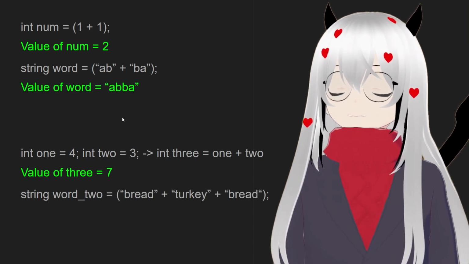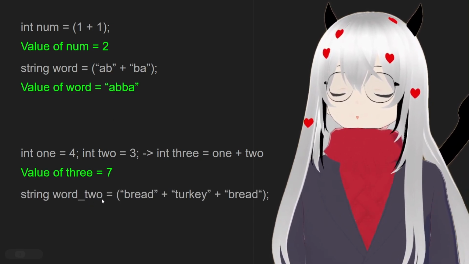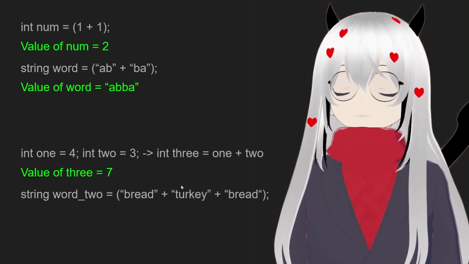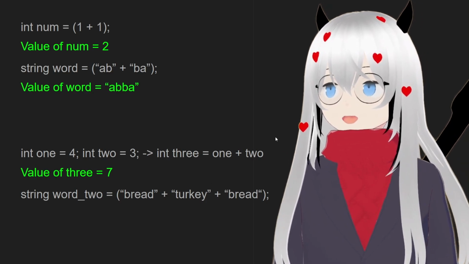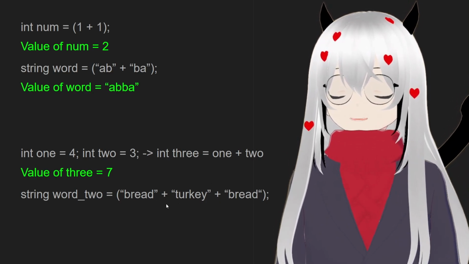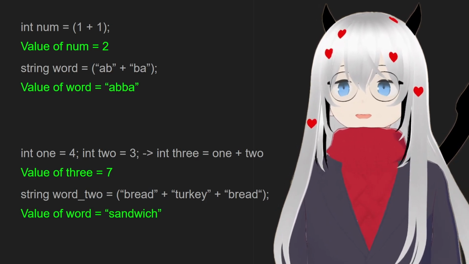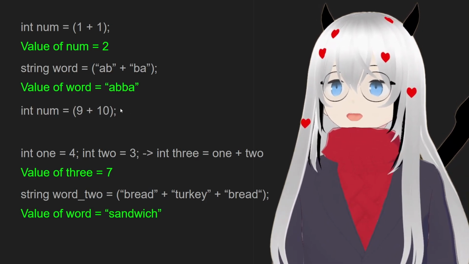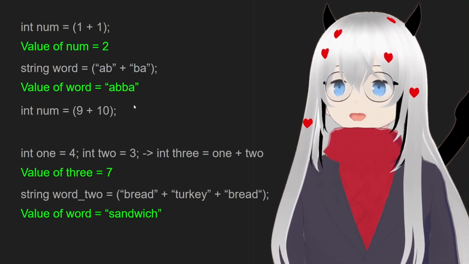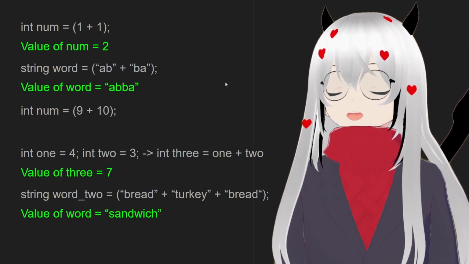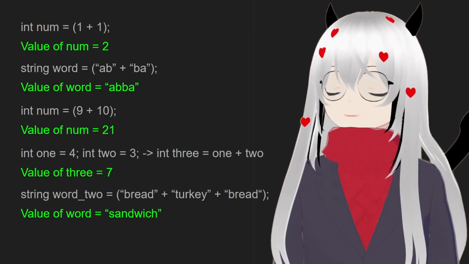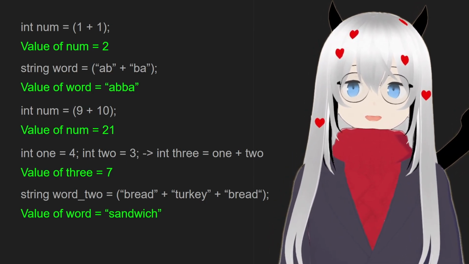Now, of course, we have a string called word2, which is going to store the value of bread plus turkey plus bread. Go ahead and comment down below what you think would be stored in word2. If you said the value of word2 would be sandwich, you would be correct. Our last example is an int num that's equal to 9 plus 10. Go ahead and comment down below what you think the value of num would be. If you said the value of num would be 21, you would be correct.